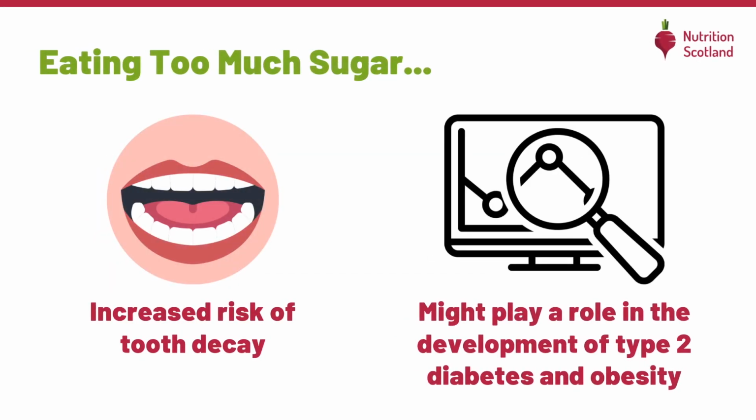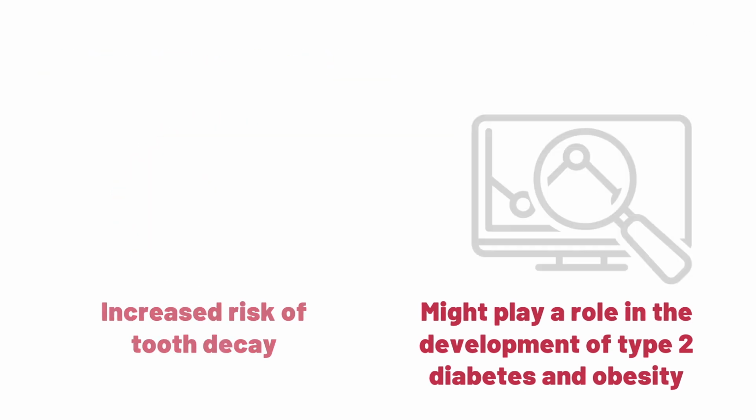Studies have shown that eating and drinking sugar is one of the main risk factors for tooth decay. However, your risk of tooth decay will depend on the amount of sugars in your diet and the frequency that you consume them. Some research has shown that sugars could play a role in the development of type 2 diabetes and obesity. These are a couple of reasons why reducing our sugar intake could be beneficial for our health. However, it is important to mention that not all sugars increase the risk of tooth decay, type 2 diabetes, and obesity, so let's have a look at this in more detail.